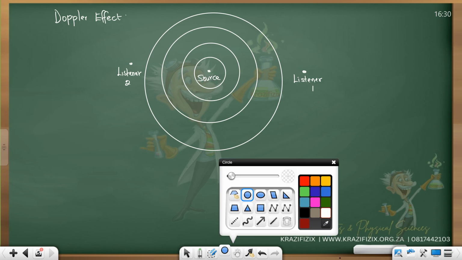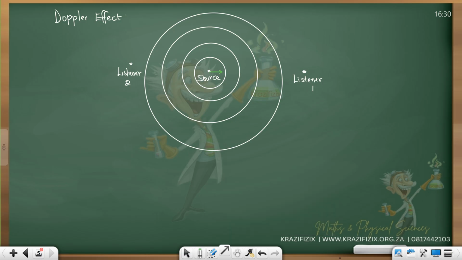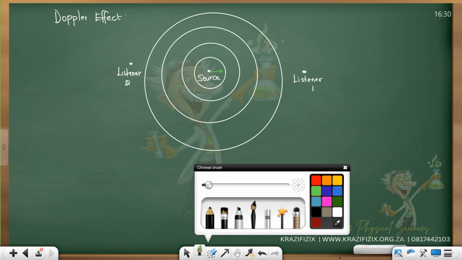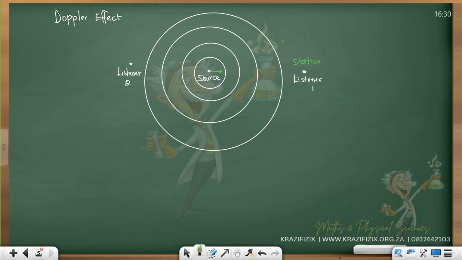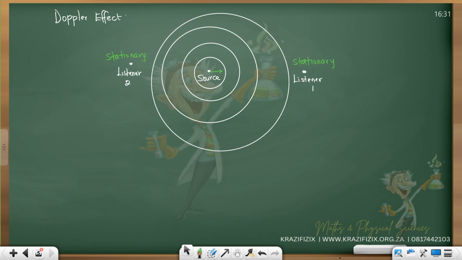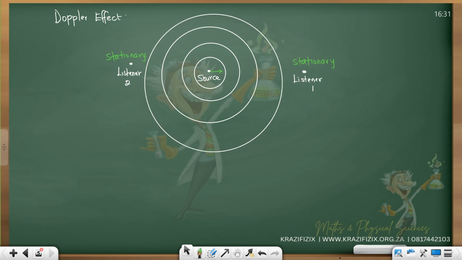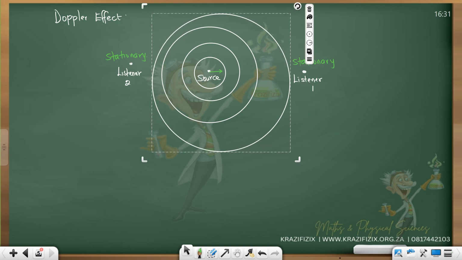What's going to happen? If I decide that I want this guy to start moving in this direction, but I still want those guys to be stationary, what do you think will happen? And this is where Doppler comes in. It's going to look more like this. Okay, let me do this. Bottom layer. Move to bottom.